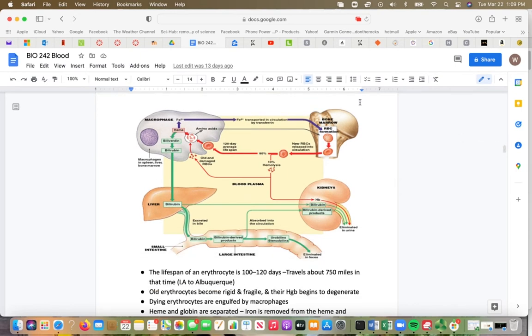So this is another picture that demonstrates that happening in there. Use whichever one makes more sense to you.